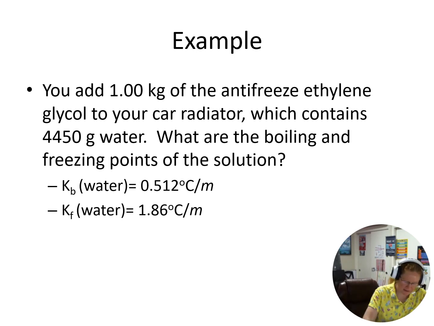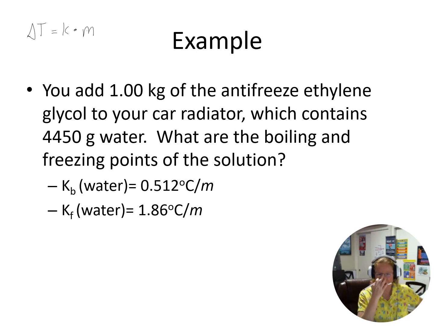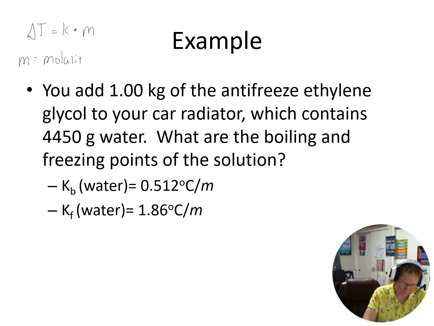So we have that generic equation, delta T is equal to K times m, where the delta T of the boiling point is equal to the Kb times the m. The delta T of the freezing point is equal to the Kf times m, where m, that lowercase m, if you remember our solution math, that's molality. All right, so m equals the molality. So we have a kilogram of ethylene glycol and 4,450 grams of water. So we need to do some conversions before we're able to figure out what these new freezing points and boiling points are.